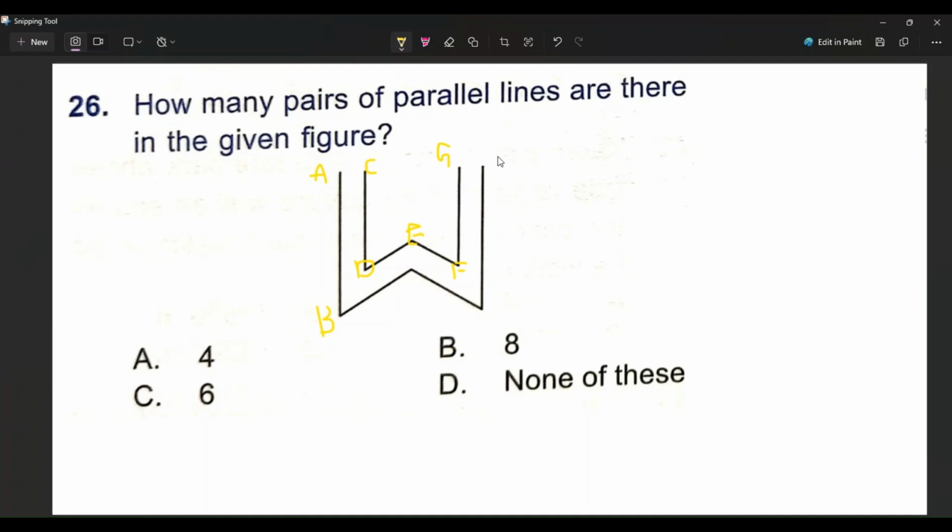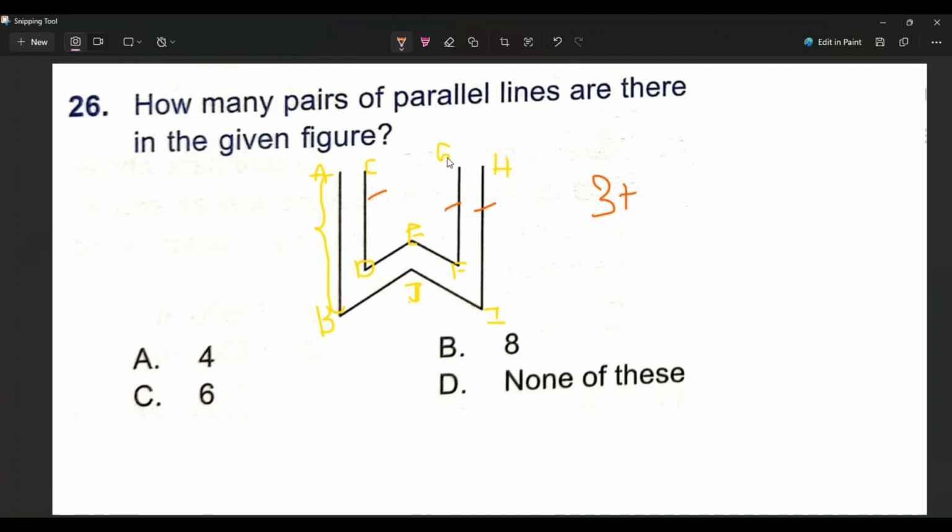G, H, I, J. Right, children? So we are done with the naming. Let's quickly find out how many parallel lines are there for this AB. This is AB. Let's count how many parallel lines are there for AB. 1, 2, 3. So for AB we have 3 parallel lines, children.